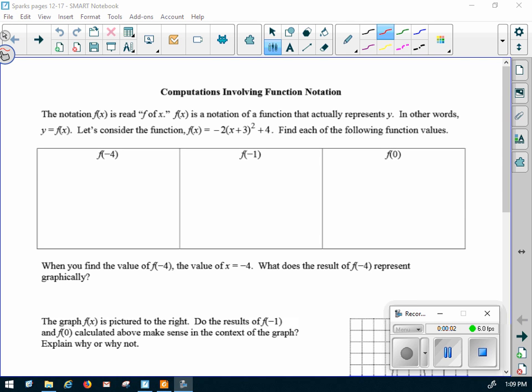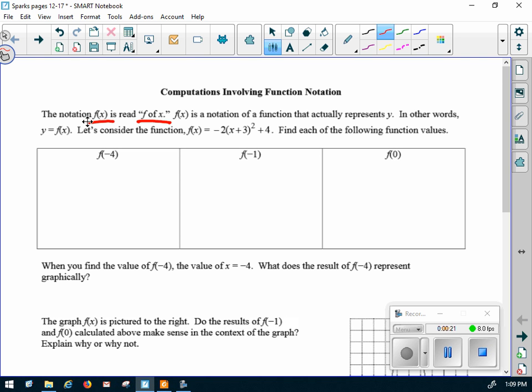Here we go. Computations involving function notation. You have done this since Algebra 1, but we're going to dig a little bit deeper and try to go through it pretty quickly, okay? The notation, you know that it's read f of x.